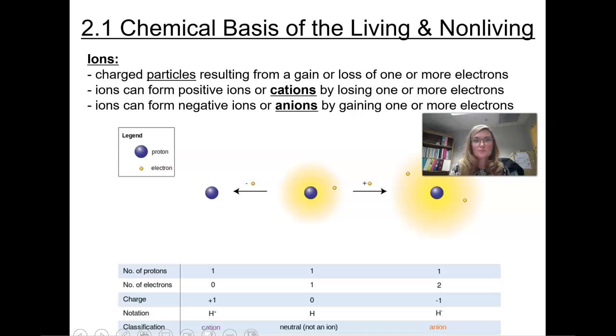Ions are going to be charged particles resulting from a gain or a loss of one or more electrons. They can form positive ions, or what are called cations, by losing one or more electrons, because remember, electrons are negative particles. So if it's neutral and you lose negative particles, then it makes it positive. It could also form a negative ion, which is going to be referred to as an anion, and that's by gaining one or more electrons. And that happens when elements will bond to each other.